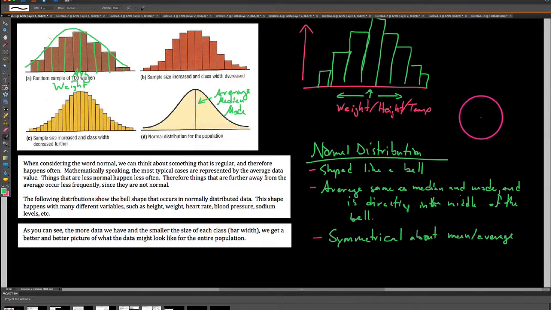Just like we would use maybe a circle to model a tire, we're going to use the perfect normal distribution curve, the perfect bell, to model what the population of women would look like if we knew this data right here. And we could measure things such as weight, height, heart rate, blood pressure, sodium levels, etc. These things tend to be normal.